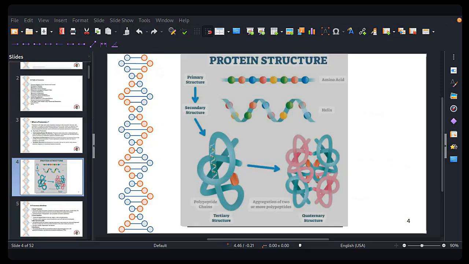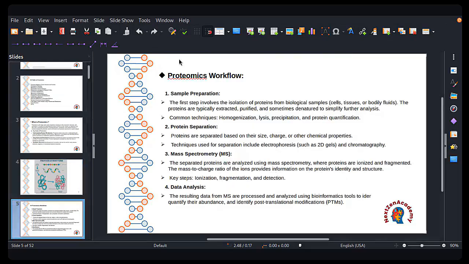Okay. Then next slide. Proteomics workflow. So when we did genomics, we did the DNA extraction.